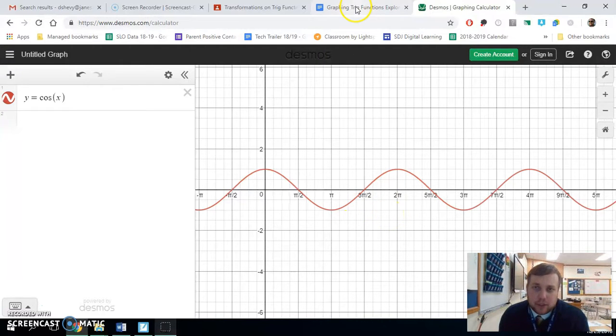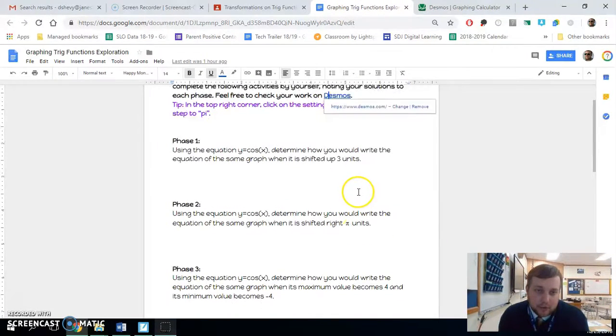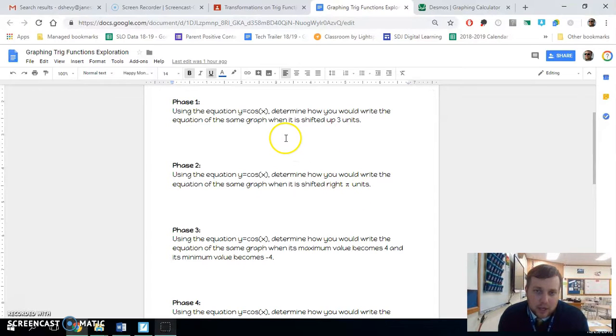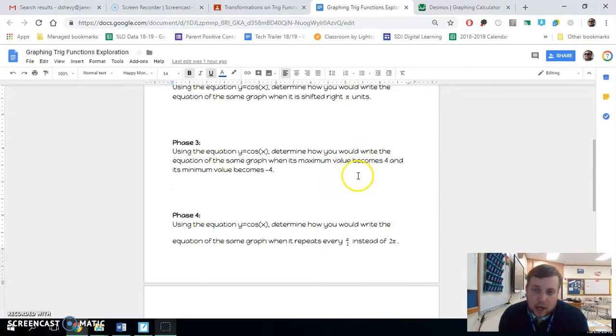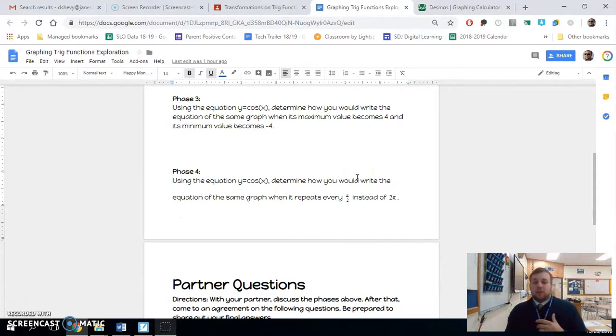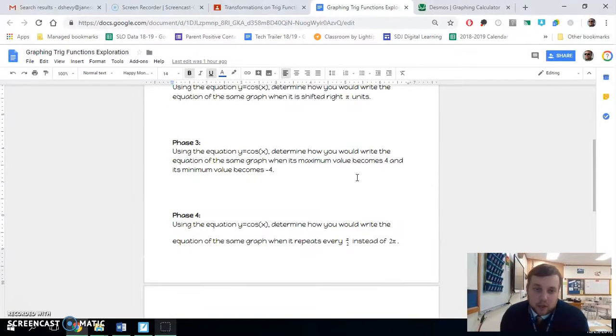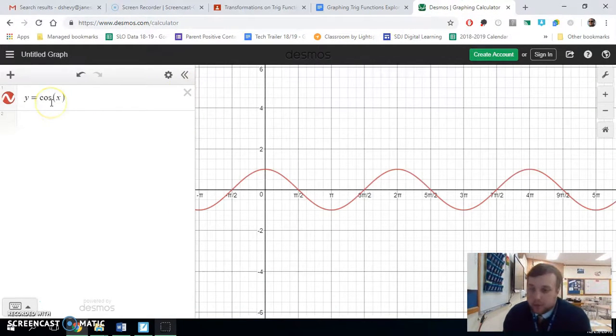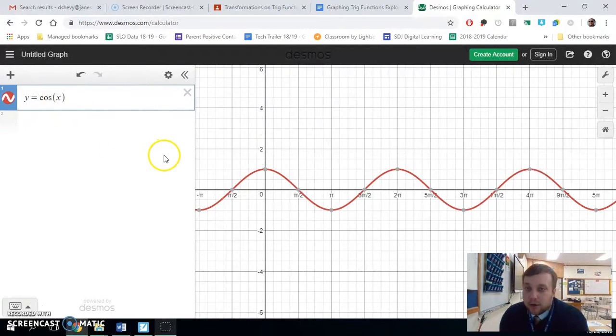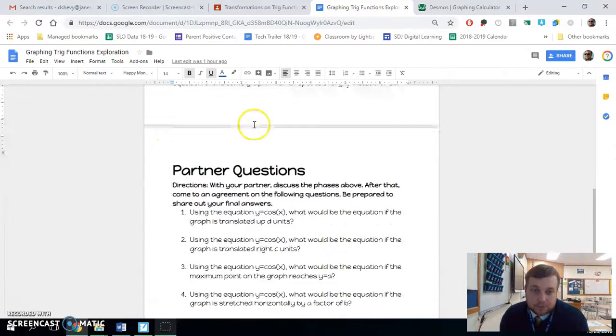Okay, now I want you to complete this activity. It's up to you guys. You got to figure out how can you get things to be shifted up? How can you get it to be shifted right? How can you get it to be stretched? And how can you get it to shrink and so on and so forth? You're going to play around with Desmos. You're going to start adding things and multiplying things and dividing things and seeing what it does to this equation, okay? And then I want you to write it down here, okay?